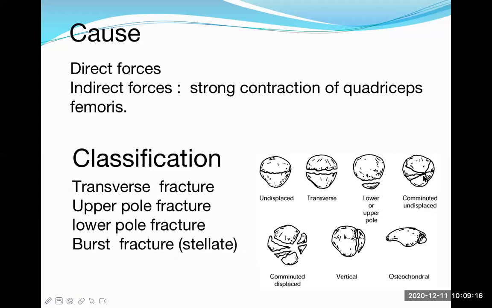This is a comminuted fracture which is undisplaced because it has not moved from its original position. This is a comminuted displaced fracture. So see that there is a considerable gap between each of the fracture segments. This is a vertical fracture, and this is an osteochondral fracture. Okay, osteochondral, a little bit of cartilage is also affected.